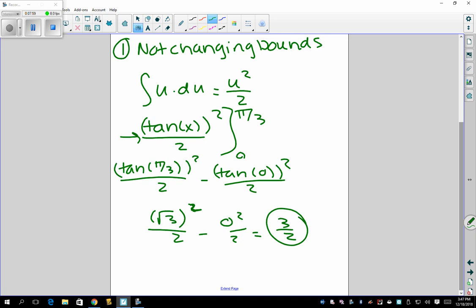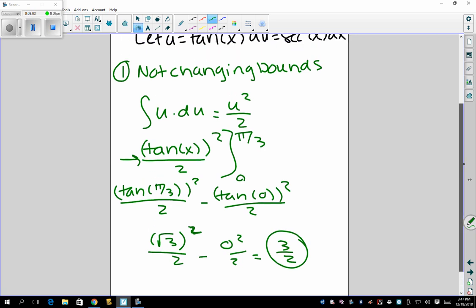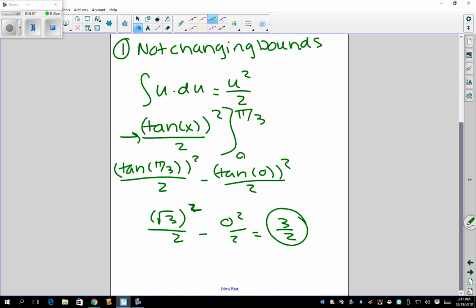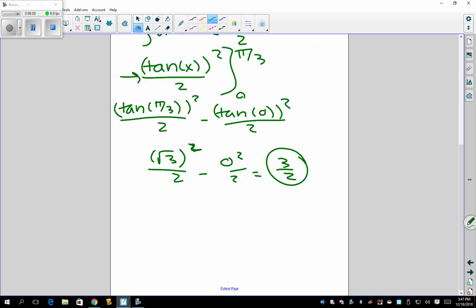So that's one way: integrate, take the antiderivative, and then use the bounds. The second way is the same idea, except we're changing the bounds in the beginning. So this is changing bounds.